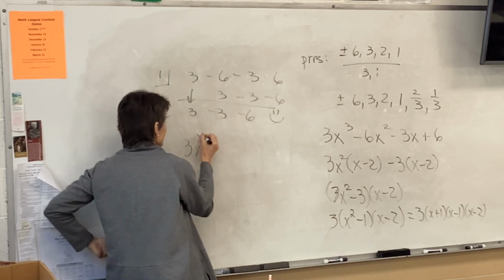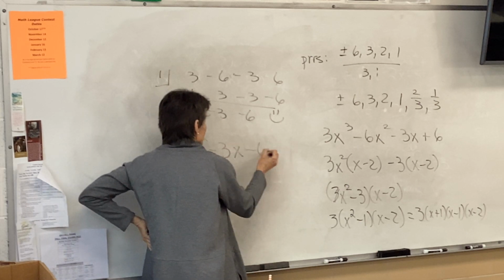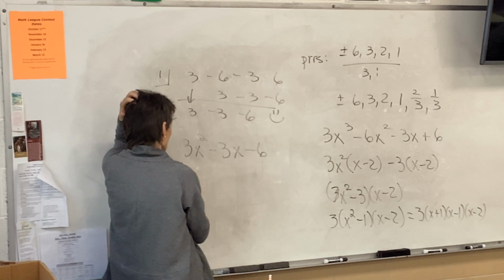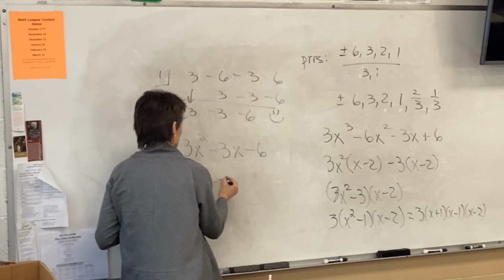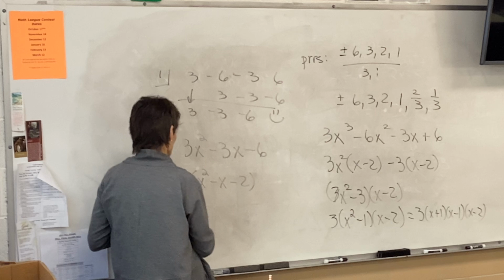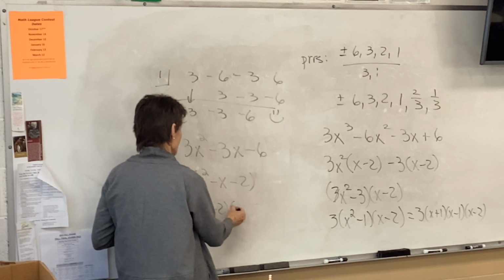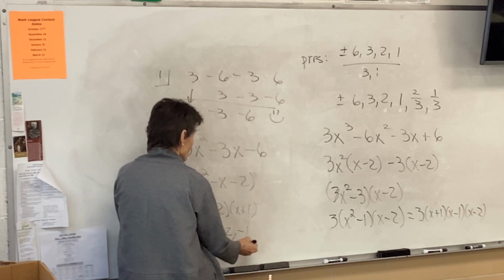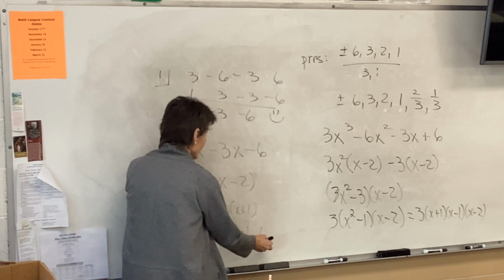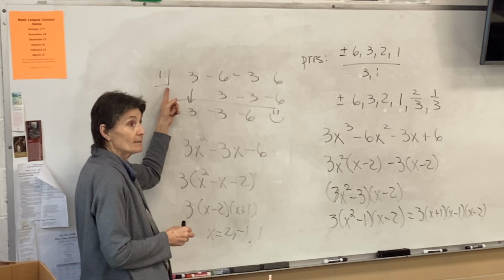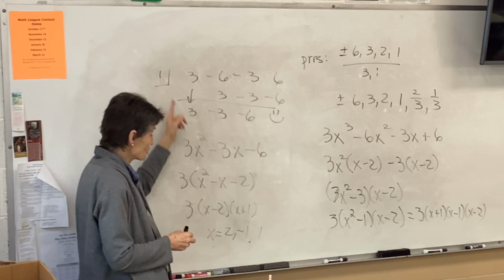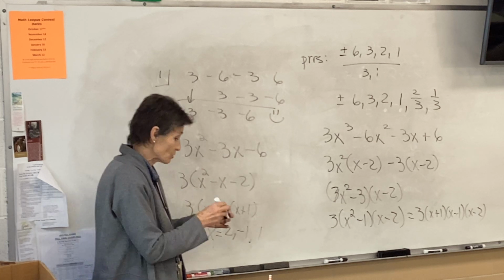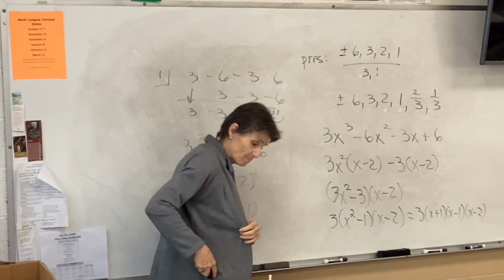Then you take what's left and you factor it. So I can take out a 3. And that would factor as x minus 2, x plus 1. So my answers are 2, negative 1, and the 1 that I guessed to start with. So did I get exactly the same answers? Yep. If it factors by grouping and you want to do that, go ahead.